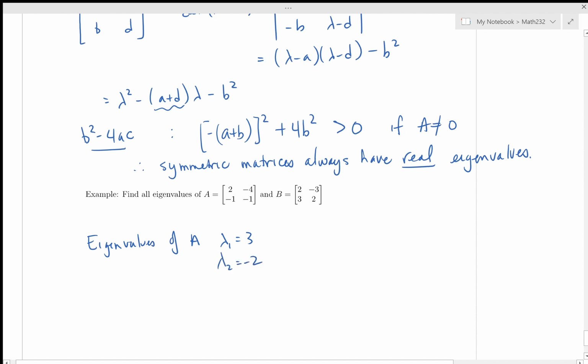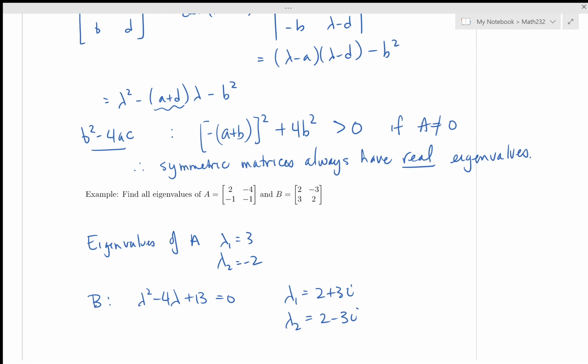The eigenvalues of B, I don't actually have it written down here, so I may have to write this out. Hang on a sec. I got a characteristic polynomial for B that looked like this: lambda squared minus 4 lambda plus 13 is equal to 0. And then if you use the quadratic equation, I found that lambda 1 is equal to 2 plus 3i, and lambda 2 is equal to 2 minus 3i. So just an example in the 2 by 2 case. You've got to be able to find eigenvalues and then the corresponding eigenvectors quickly and efficiently.